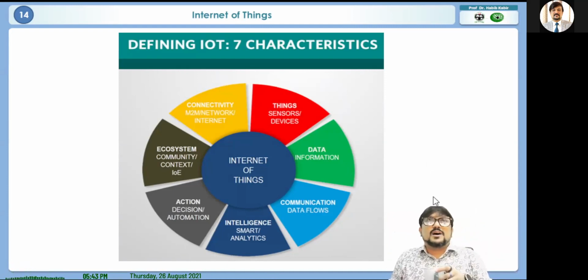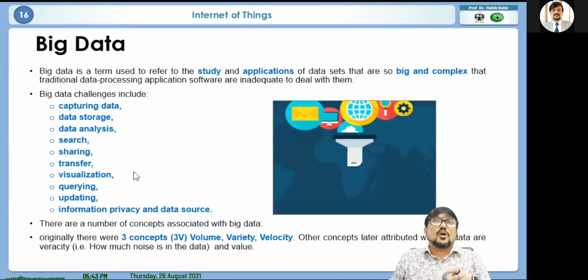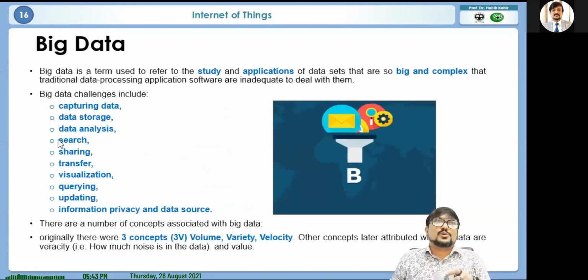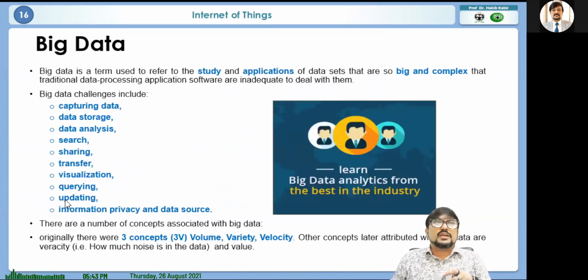So next one, what I said, the big data. I know that big data means the part of capturing data, storage, data analysis, search, all the things related with data, sharing, transfer, visualization, querying data.